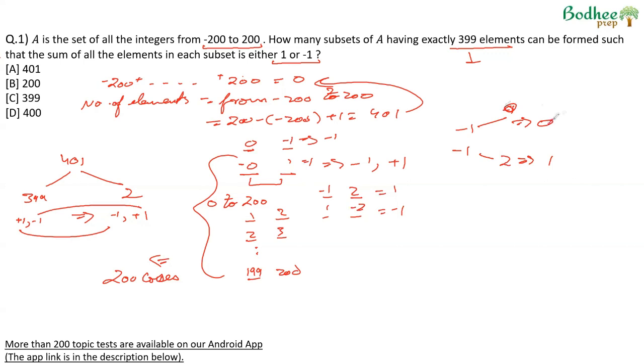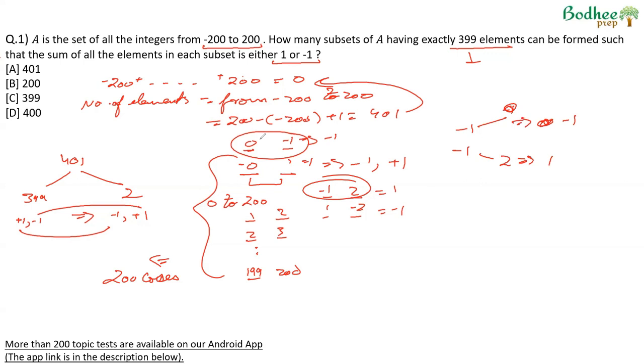Minus 1 with 0 will give a sum of minus 1. Minus 1 with 2 will give a sum of 1. As you can see, this has also been counted. This has also been counted. So we first look at two consecutive numbers. The first number could be anything from 0 to 199. So 200 cases.